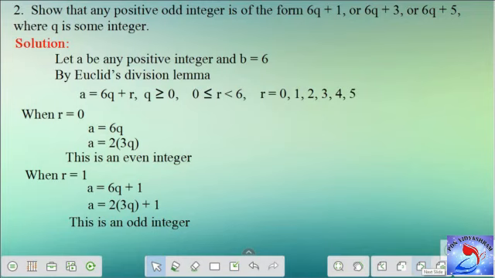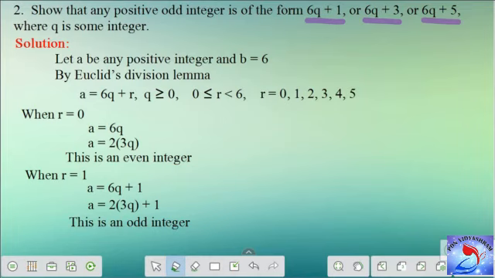Show that any positive odd integer is of the form 6q plus 1 or 6q plus 3 or 6q plus 5, where q is some integer. We are supposed to prove that if any positive integer is there, it takes the form 6q plus 1, 6q plus 3 or 6q plus 5.